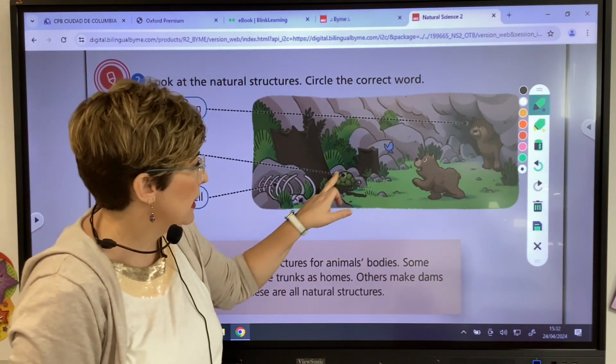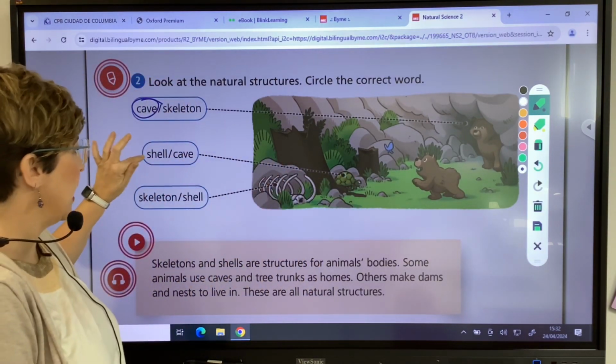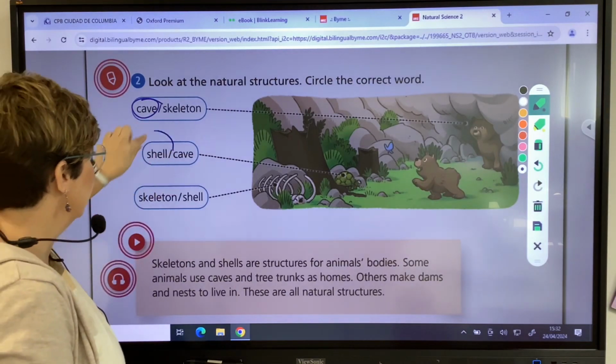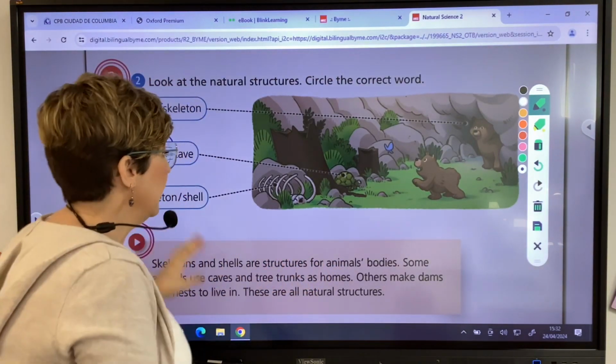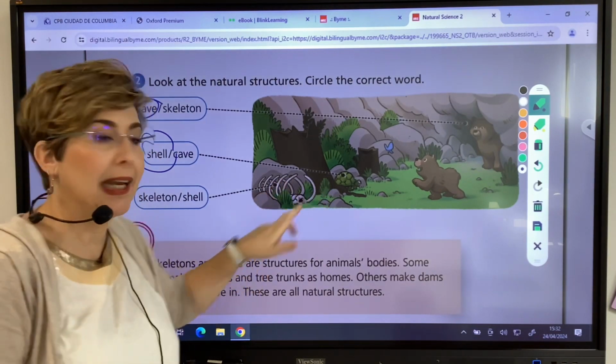What about this? We have a turtle. Does a turtle have a shell or a cave? A shell. I think that's very easy. And a skeleton or a shell? A skeleton.